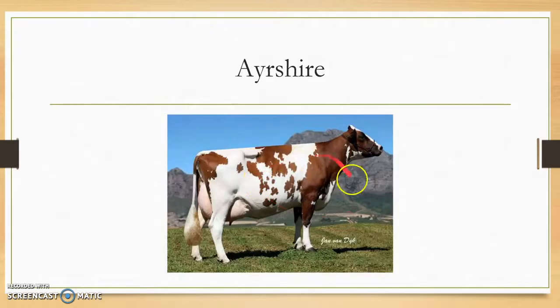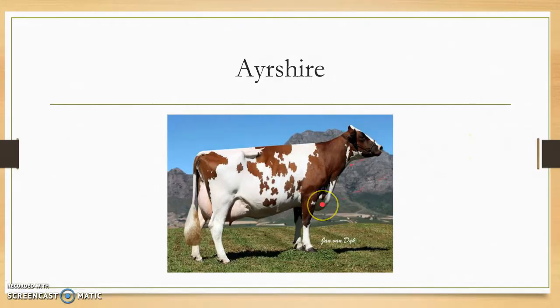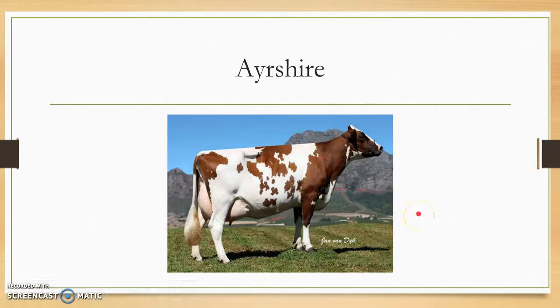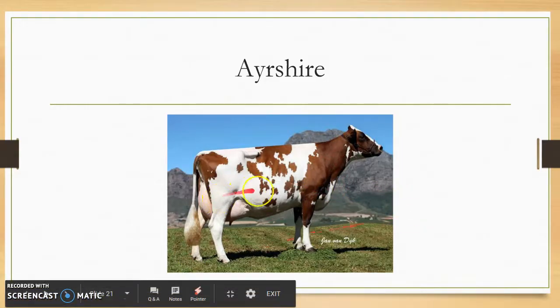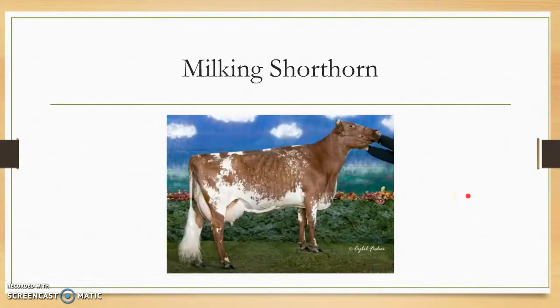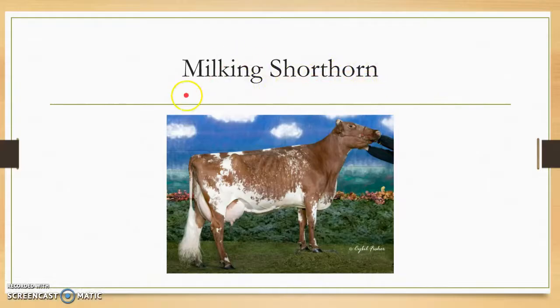All right, this next breed is the Ayrshire. These guys came from Scotland. They also make milk that's high in fat, similar to the Jersey. So good for butter, ice cream, cheese, things like that. The Milking Shorthorn. So remember I said the Shorthorn breed itself, we have a beef breed and a dairy breed. So this is the dairy breed, the Milking Shorthorn.